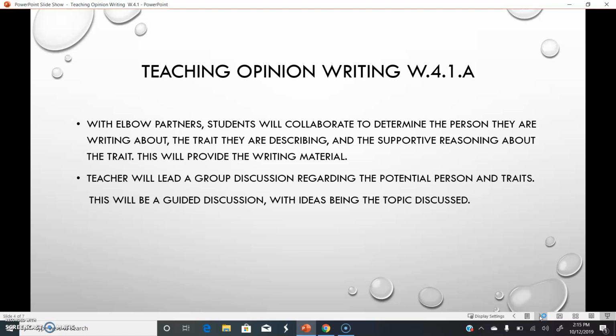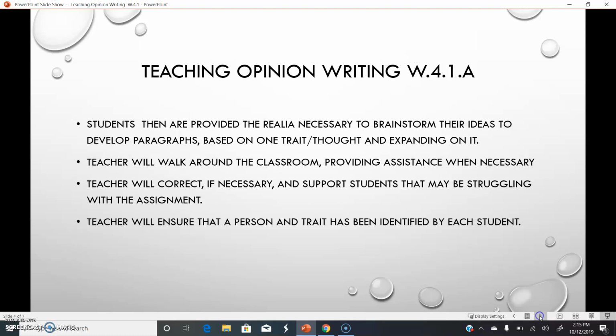We also had a group discussion about potential people and traits. I did guide this discussion as I just wanted it to be the person that they wanted to write about and the trait. If your child has not chosen a person or a trait, please help them do so.